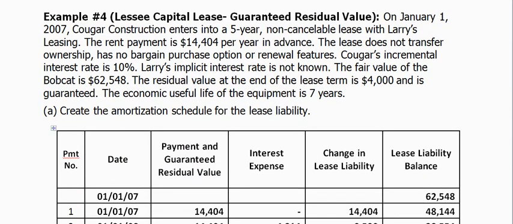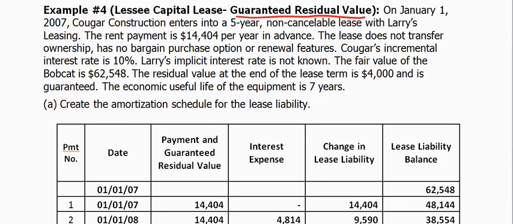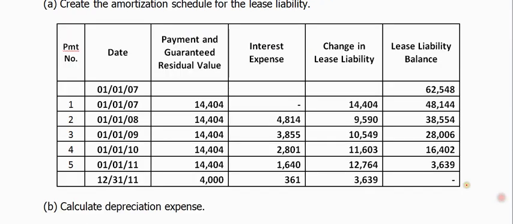The tricky case is this example 4. When you see a guaranteed residual value, what you're going to do is take the amount guaranteed and treat it like a lump sum at the end of the lease term. So let me show you. Usually we do timelines from left to right. The schedule is really a timeline from top to bottom here.